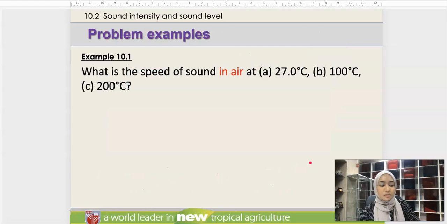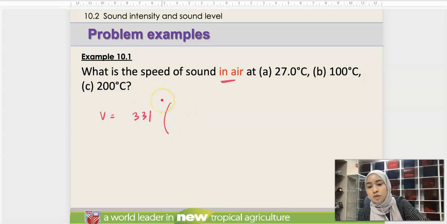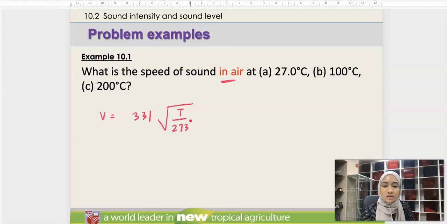Okay, so let's do an example. What is the speed of sound in air? We know the equation for sound in air at various temperatures, at 27, 100 degrees, and 200. It's easy. You start with your equation. As always, start with your equation. You will get marks for that. So V equals 331 times the square root of T over 273. So that is your V.